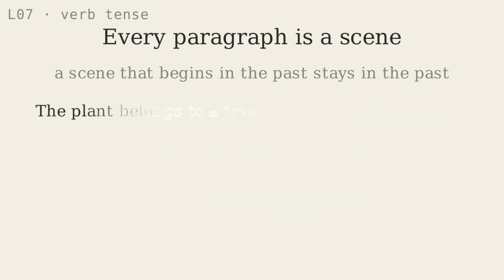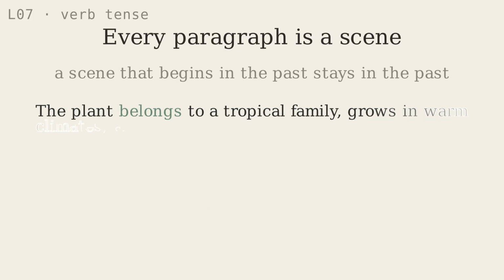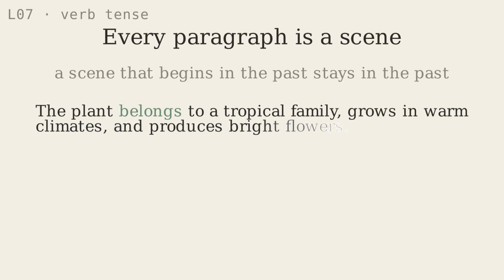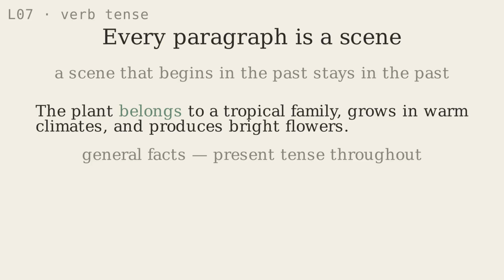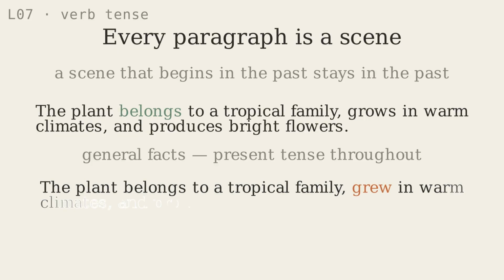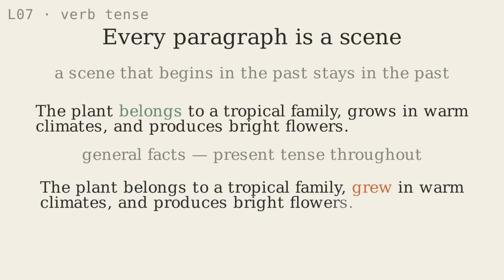Now listen to this example. The plant belongs to a tropical family, grows in warm climates, and produces bright flowers. The verbs are belongs, grows, and produces. They are all in the present tense. The sentence describes facts that are generally true. Therefore, the present tense is appropriate. If we suddenly wrote, the plant belongs to a tropical family, grew in warm climates, and produces bright flowers, the word grew would interrupt the scene. Unless there is a clear reason to discuss the past, grew should remain grows.